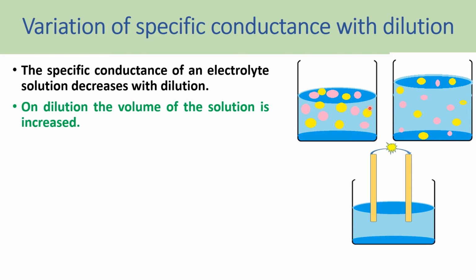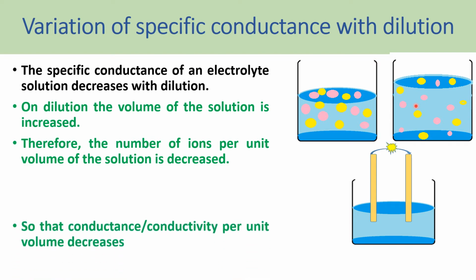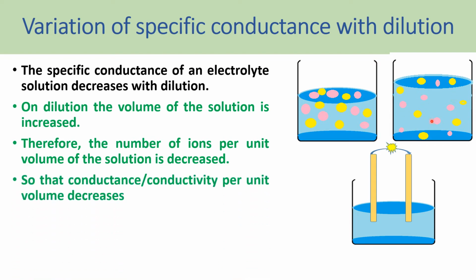You can see from the pictures given here, one is a concentrated solution and the other one is a dilute solution. In this, the ions are separated by a more distance than in the concentrated solution. Therefore, the number of ions per unit volume of the solution is decreased, so that the conductance per unit volume decreases. On dilution, the specific conductivity decreases.